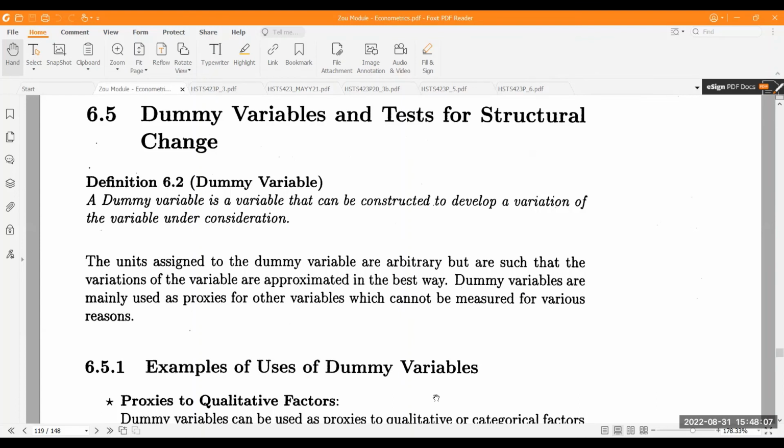Dummy variable and test for structural change. So what is a dummy variable? That was the first question. Can we read it together? What is a dummy variable? A dummy variable. Okay, I want one person to read it. Can someone read? Yes, for the first time.